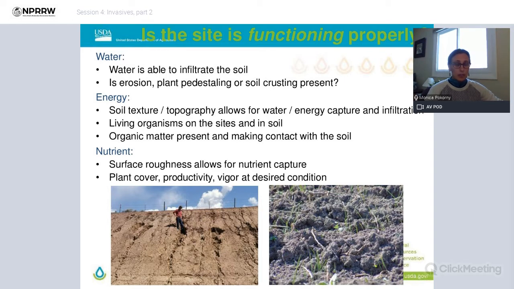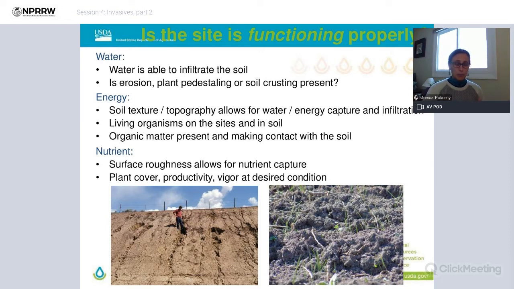Similar with energy, we want to make sure a site has good soil texture and topography so that it can capture both water and energy and get that mixed into the soil. We also want to look for living organisms on the site, make sure they're both on the site and in the soil. Is there organic matter on the site? And is it making contact with the soil, which is really important if we're talking about recycling nutrients through a system.